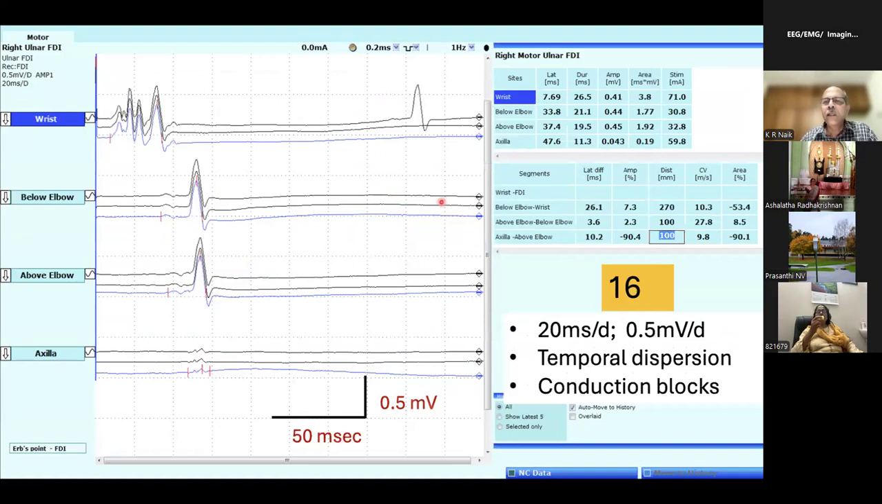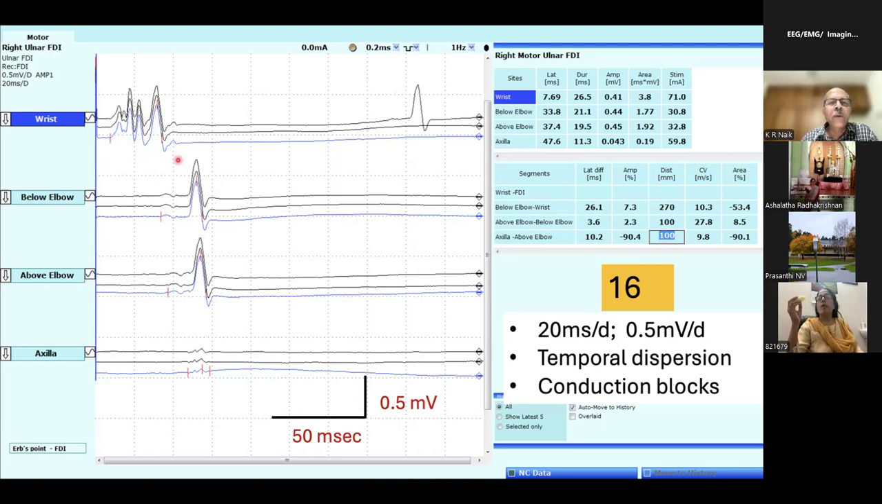And the 16th one, there are two or three things which are there. The first one is the wrist stimulation, a dispersed CMAP with multiple spikes in the CMAP. There are 1, 2, 3, 4 spikes. And when the stimulation was done below elbow, 2 spikes disappeared and a tiny spike preceding the bigger part of the CMAP.